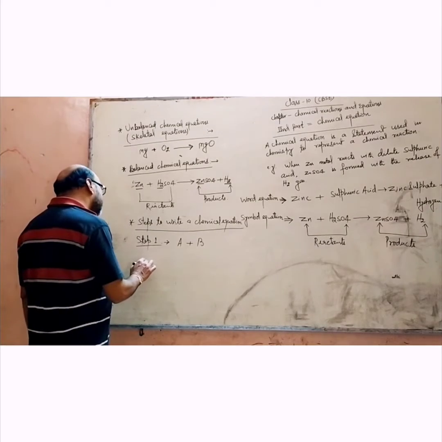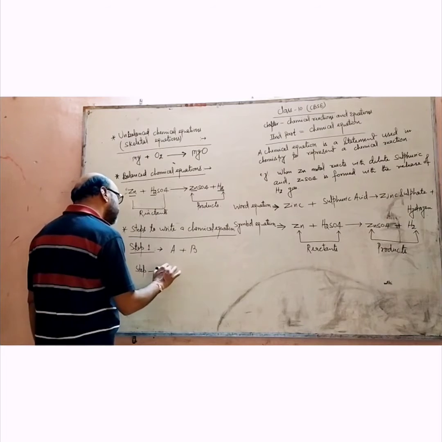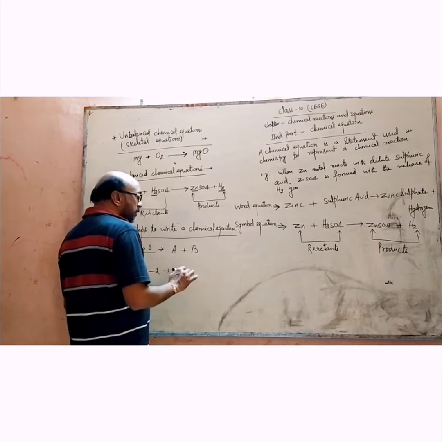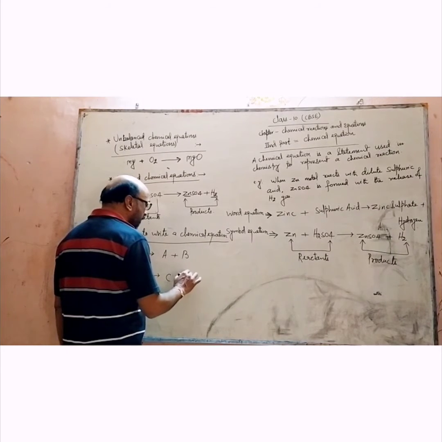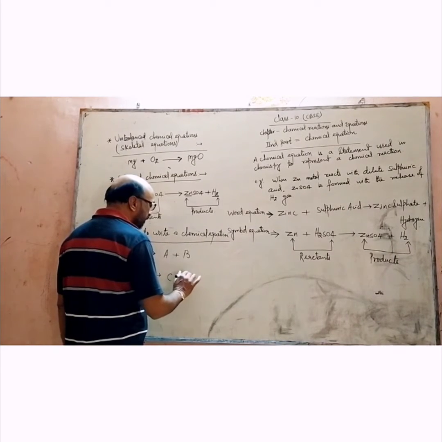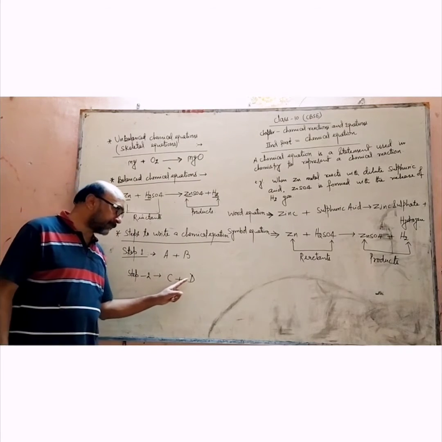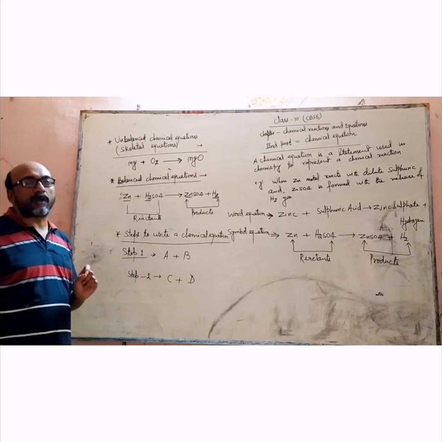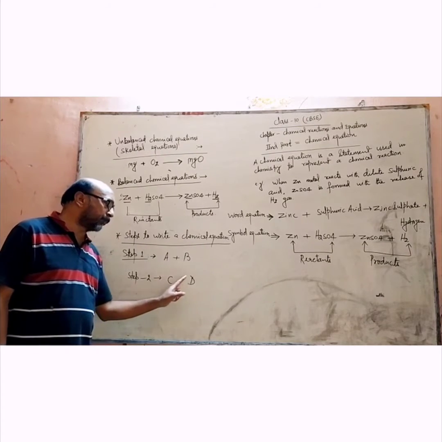The second step is to write the products. Suppose the products are C and D. So we write C plus D. Means we also put the plus sign between the products.